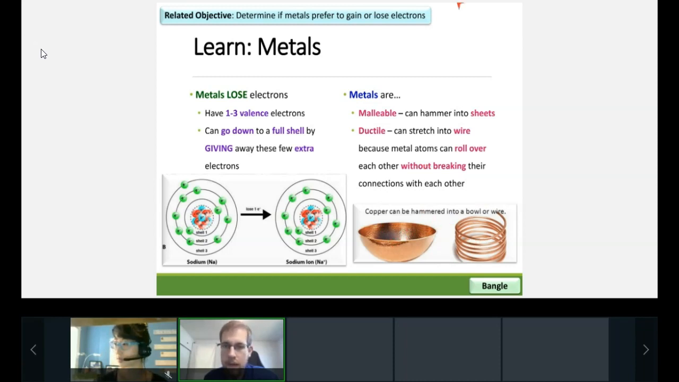Let's go ahead and give me a smiley face or a sad face or a medium face, depending on how you feel about this concept so far. For malleable and ductile, it doesn't have to be a bowl and wire. It could also be other examples you can think of in your typical life.